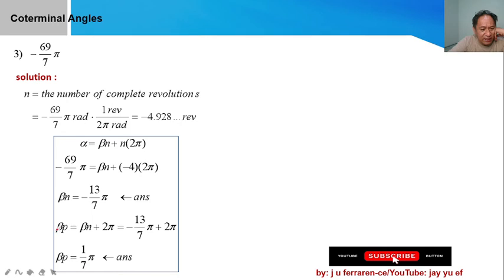Now, for the positive angle, the smallest negative will be added with 1 complete rotation, and 1 complete rotation here is 2 pi. So 2 pi is added: minus 13 over 7 pi added with 2 pi. So, the smallest positive is equal to 1 over 7 pi as the answer. You will notice that the problem can now be solved easily.